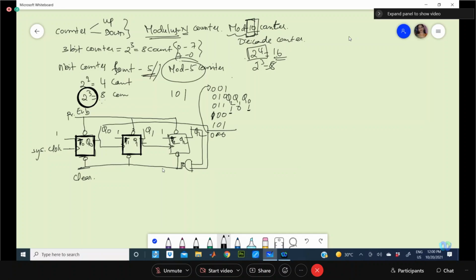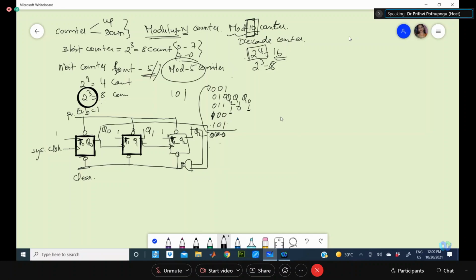Only for 101, that means when the count is reaching 5, we are initiating the clear signal. That means after this 101, this asynchronous clear will be enabled. All outputs will be 0, and this is anyhow made 1. Once this 1-0 combination comes, the binaries will be clearing after the count of 101. This is a modulus 5 count. Say you want to implement a mod 10 count.